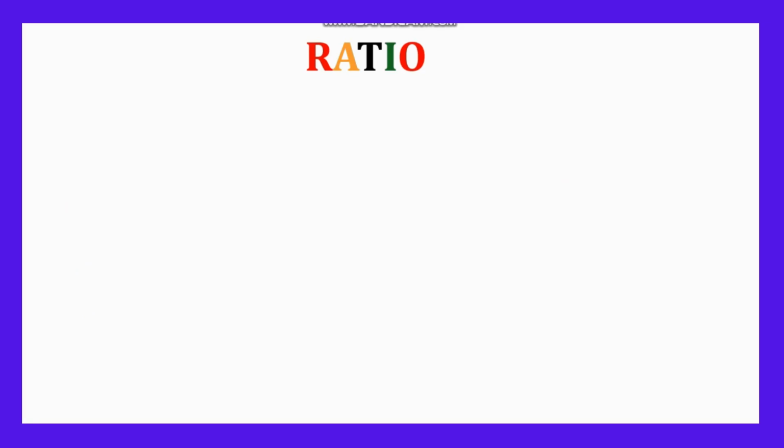We are looking at ratio. Ratio is the relationship between two quantities of the same unit. Ratio could be expressed in the form of a fraction, and we use the colon that we use in English to represent ratio.